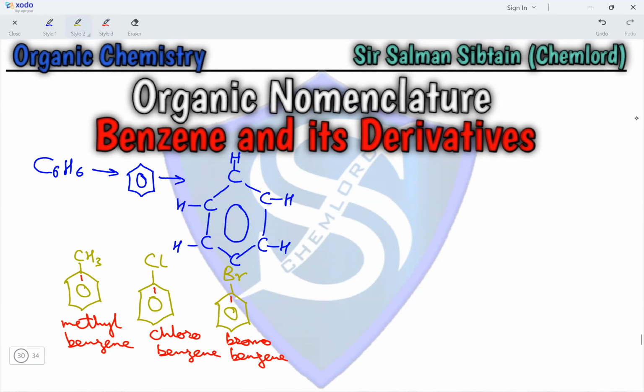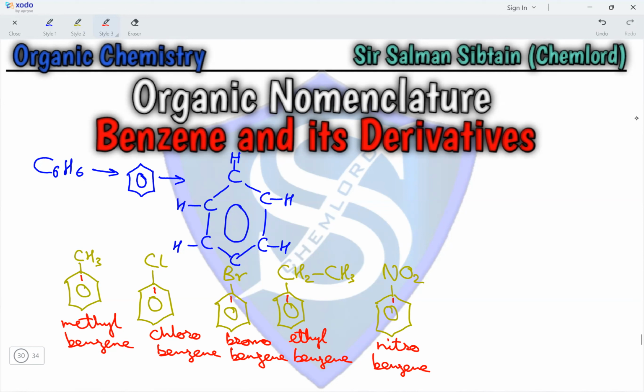Similarly, if we have an ethyl group, CH2CH3, attached to the benzene ring, the name of this compound becomes ethyl benzene. We can also have an NO2 group attached to the benzene ring, and this compound would be called nitrobenzene, since the NO2 group is known as the nitro group.